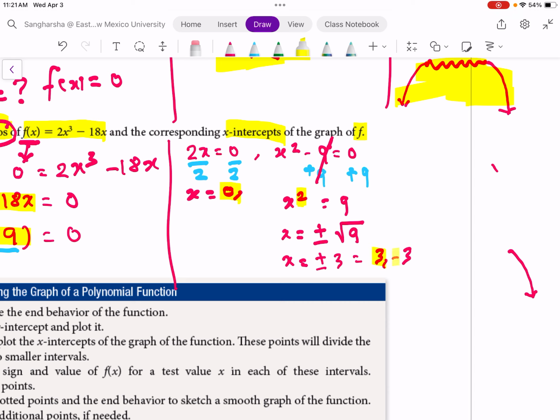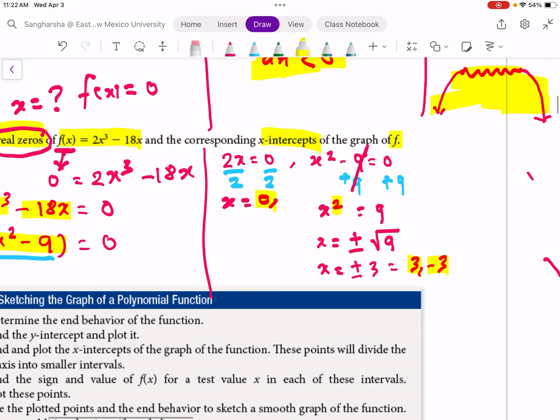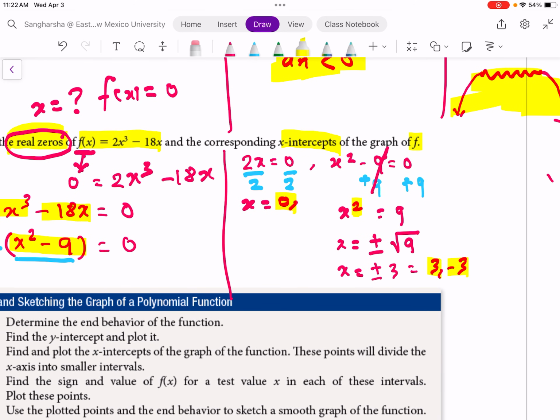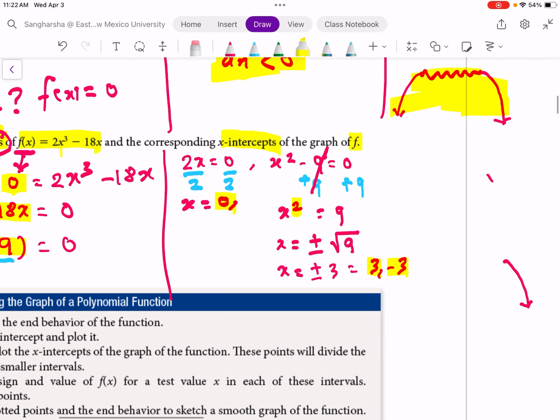When we choose our input to be these three numbers, our output is always 0. And if that is the case, we call these inputs real zeros. So finding real zeros means we are finding inputs that give our output equal to 0. Do not substitute x equals 0 here. When you are finding zeros, you are not substituting 0 for every x. You are finding the x that gives your output equal to 0. Now these are the real zeros.